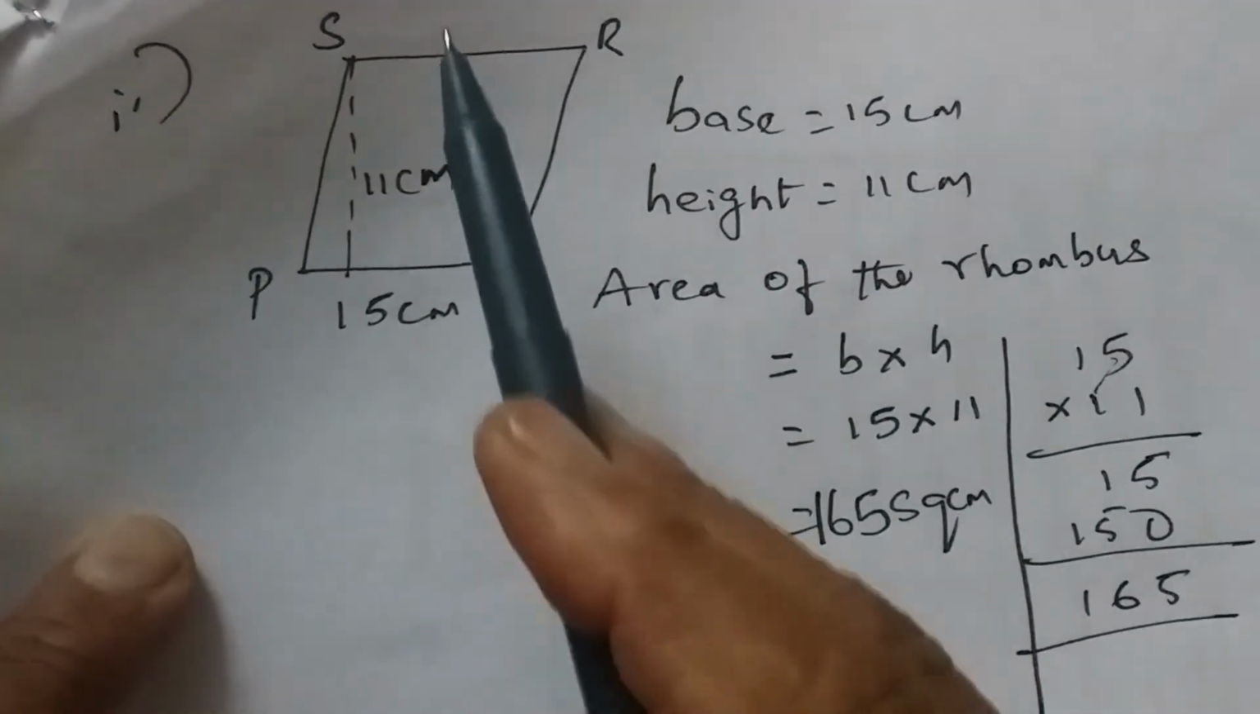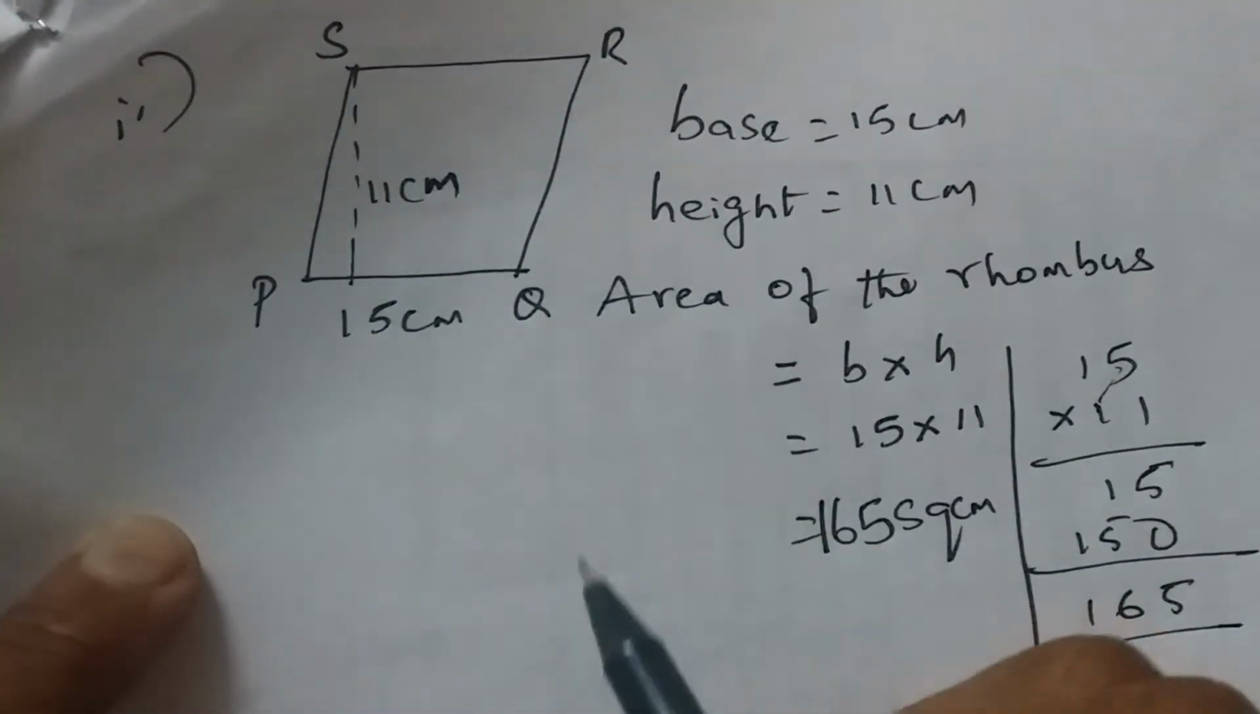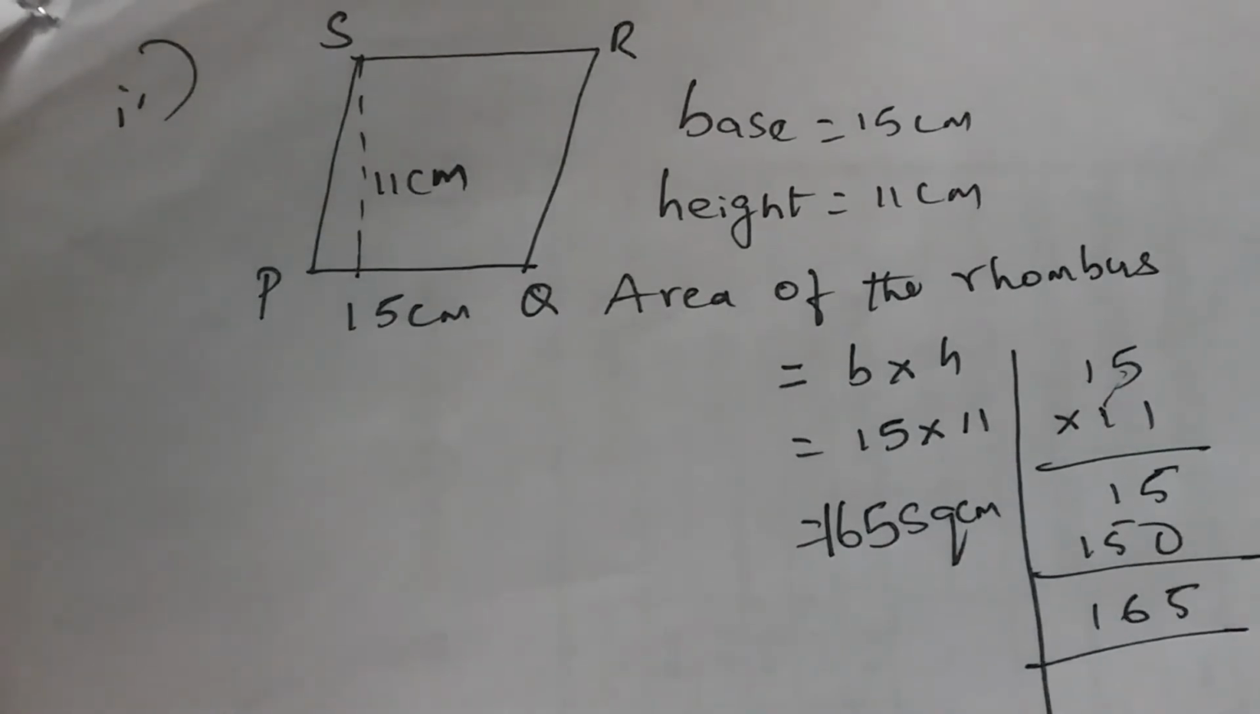So when you are given base and height, the formula is base into height. When you are given the diagonals, the formula is 1 by 2 into D1 into D2. Okay, children? It's very easy, no? How do you all find it? Yes, too easy. Just you should be thorough with the formulae.